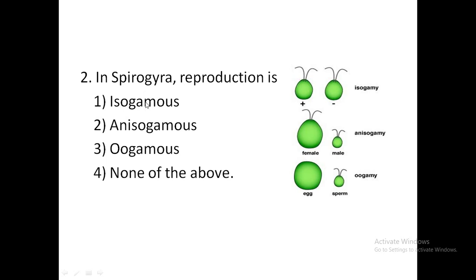In the book they have mentioned different types of reproduction, isogamous, anisogamous, and oogamous, and examples have also been mentioned. This is isogamy. Both the gametes are of the same size, as seen in case of Spirogyra. Anisogamy means the female gamete is generally larger, whereas the male gamete is smaller, but both are motile here. Both can move, both can swim with the help of these flagella. In oogamy, the third type, the egg is larger but non-motile, whereas the sperm or the male gamete is motile.